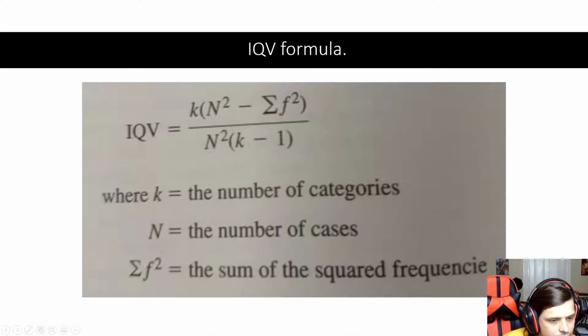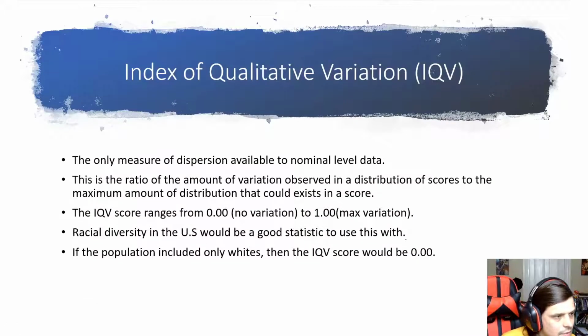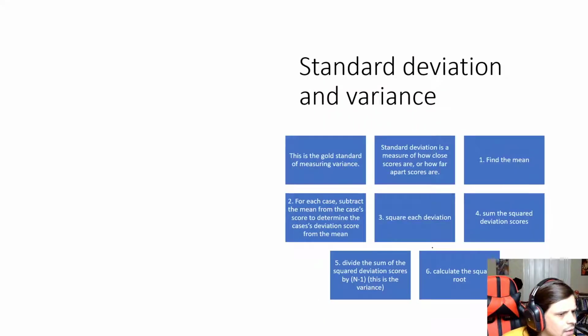See this n minus 1? That is just sample minus 1. That's how you get variance. And then you calculate the square root of that.